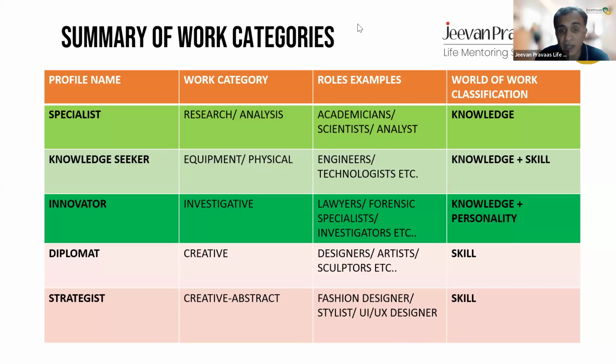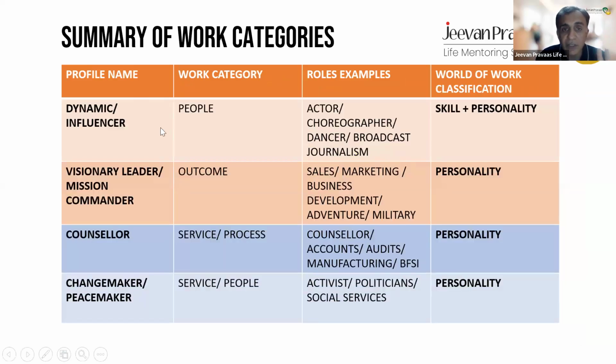Then there is investigative, like lawyers or forensic specialists, which fall in the category of a mixture of AI and IP. So there are lawyers, forensic specialists, investigators. It's a mix of knowledge and personality. Then there's a diplomat, and a strategist. Like this, we have created these categories. We'll be sharing this Excel sheet with you, showing what these categories mean, what the 2 quadrants are that make up each category, and the personality descriptor for that category. We'll share that with you so that it becomes easy.